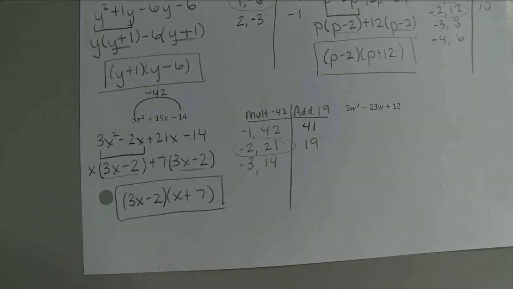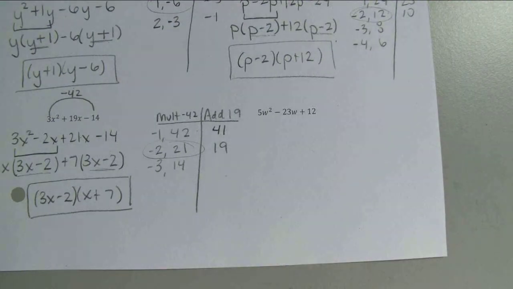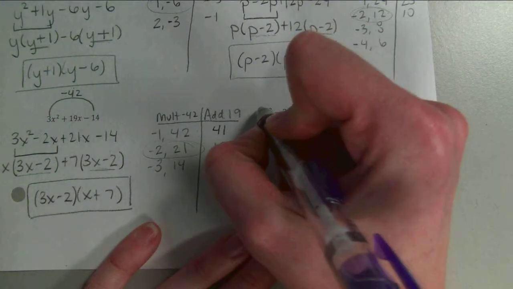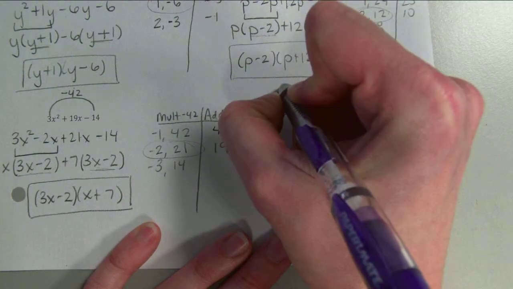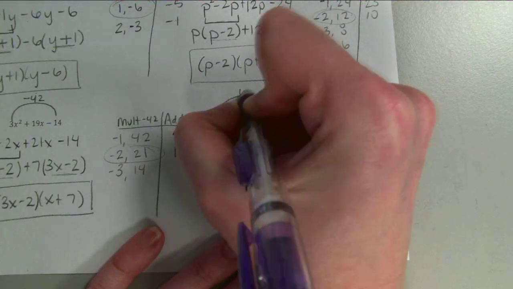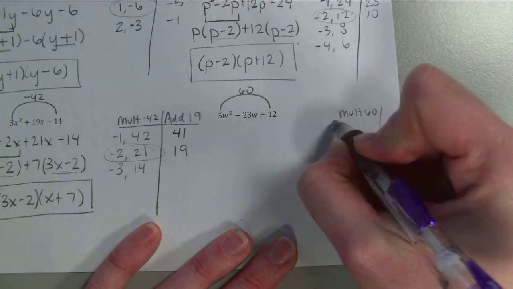All right. One thing where I've been failing you, and it hasn't messed us up since, we should be looking at GCFs every time, right? There's nothing so far, even over here, 5, 23, 12, they don't have anything in common. Can't forget about that, though, okay? So what's 5 times 12? 60. So we have to multiply to be 60 and add to be negative 23.